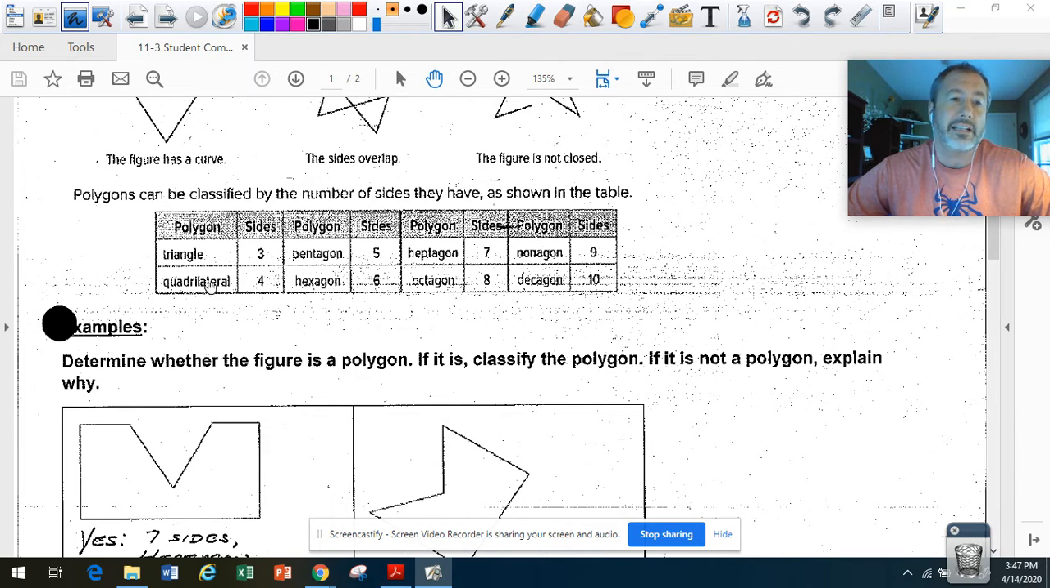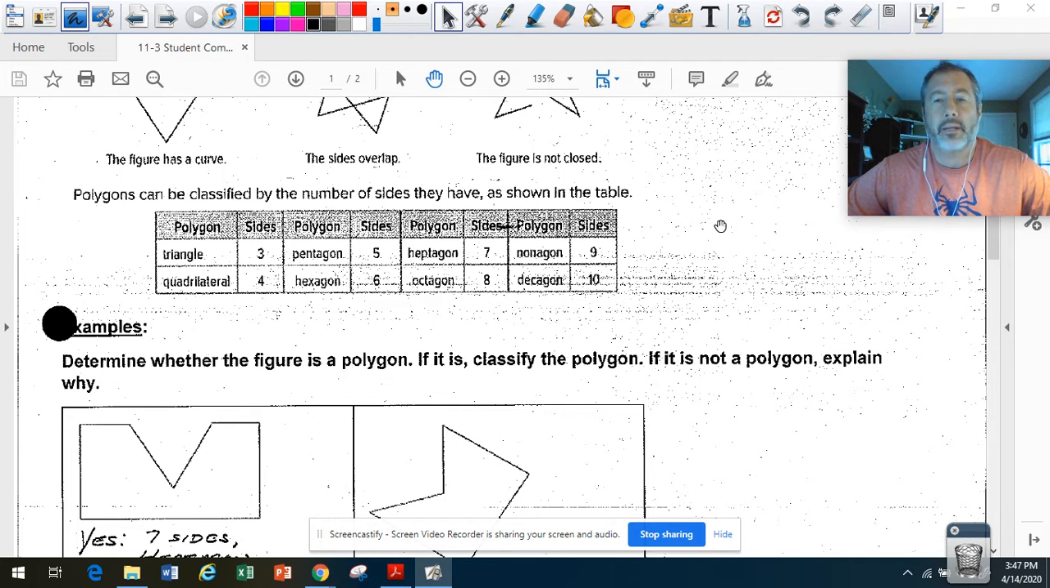So with 3 sides, it's a triangle. 4 sides, a quadrilateral. 5 sides, pentagon. 6 sides, hexagon. 7 sides, heptagon. 8 sides, octagon. 9 sides, nonagon. And 10 sides is a decagon. These are the basic eight that you are going to need to know.